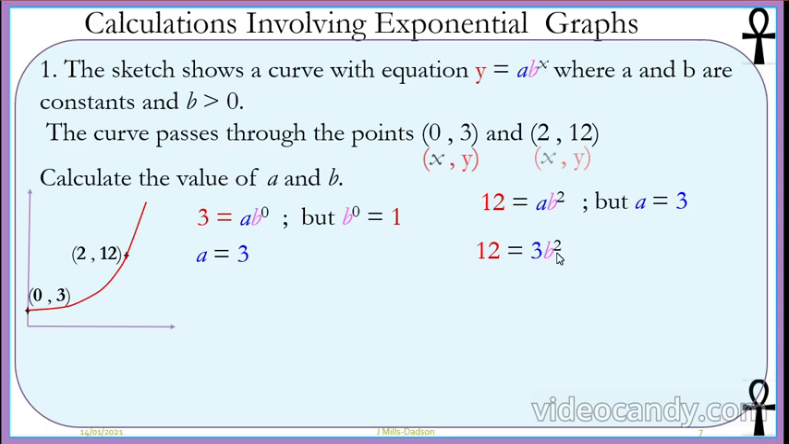Then I'm just having a simple equation to solve. Divide both sides by 3. So now b squared will be equal to 4. And you find the square root of 4. That is going to be what? Positive 2.